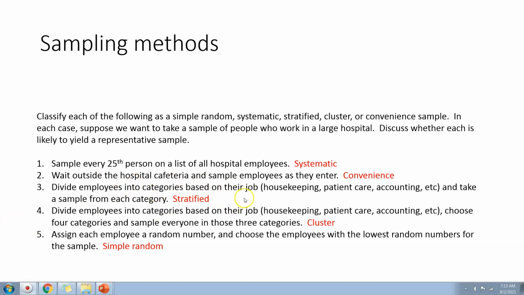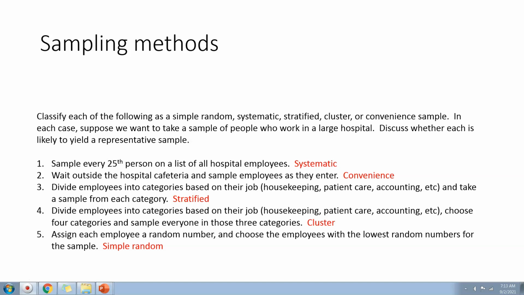Dividing employees into categories based on their job and then taking a sample from each one, that's pretty good. Making sure we get a sample of housekeeping, a sample of people who work directly with patients, etc. That's probably good. Now, if we decide that we're going to pick 4 categories and we sample everyone in those, that would be a cluster sample.